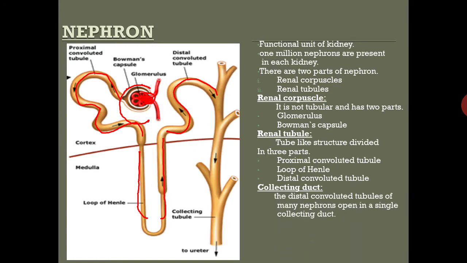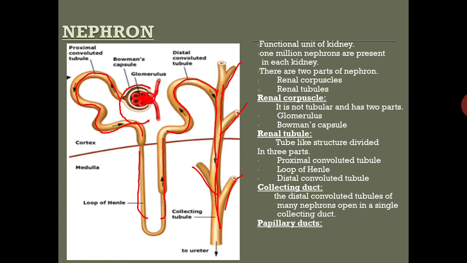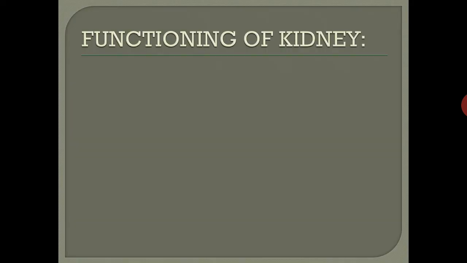Collecting duct. The distal convoluted tubules of many nephrons open into a single collecting duct. Different distal convoluted tubules open into the collecting duct. Papillary duct. Many collecting ducts join to form several hundred papillary ducts, which drain into the renal pelvis.